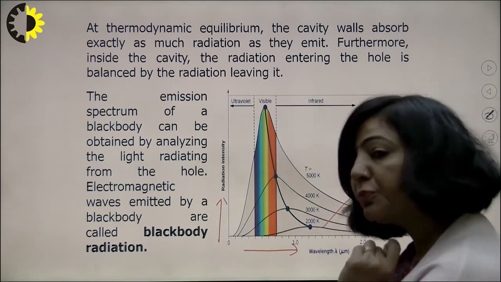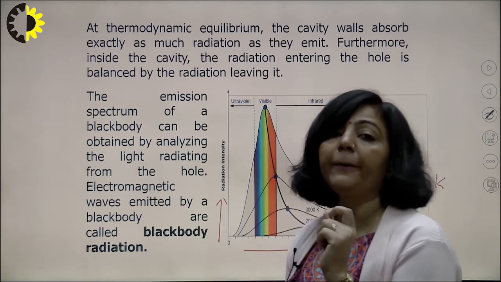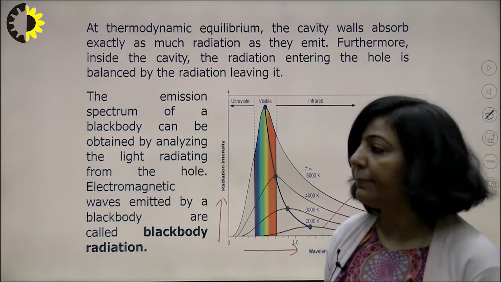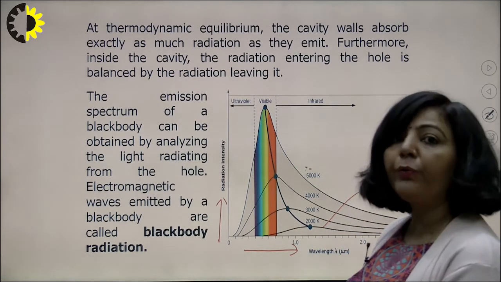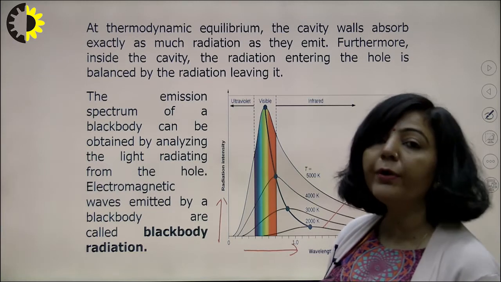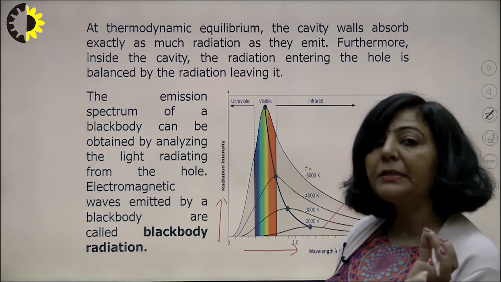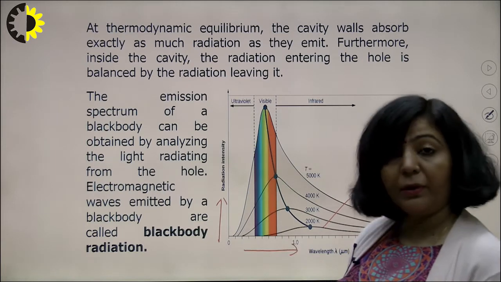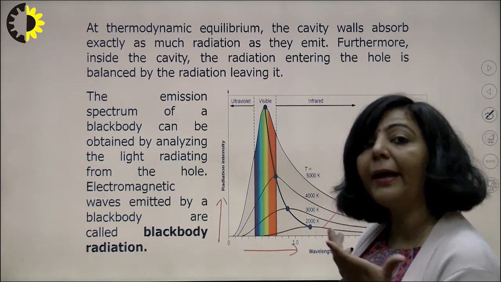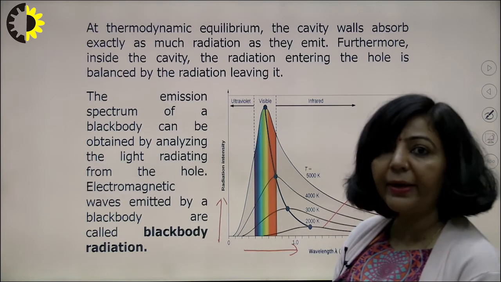So that is the first point: when you keep a black body at a certain temperature, here 2000 Kelvin, it is giving you radiations, and it is not giving you radiations of a single wavelength, it is giving you radiations of all types of wavelengths. It is giving you radiations of short wavelength as well as long wavelength, right?